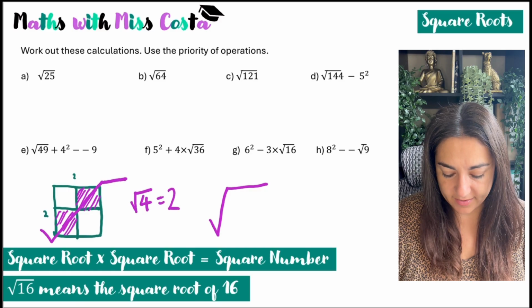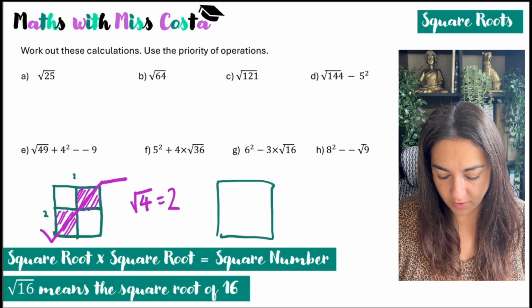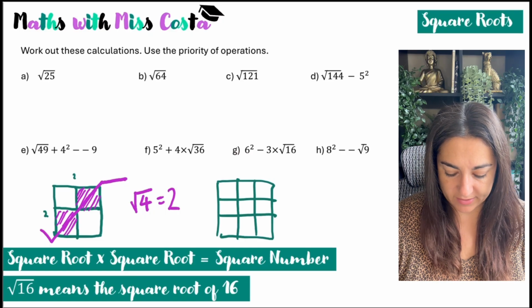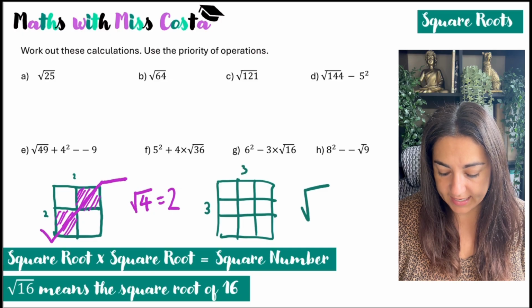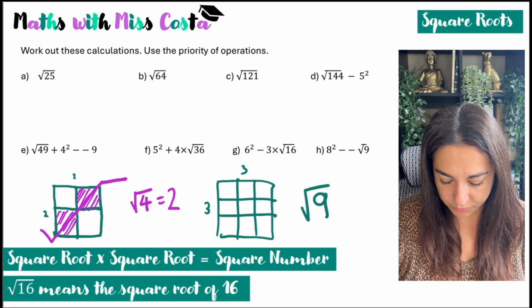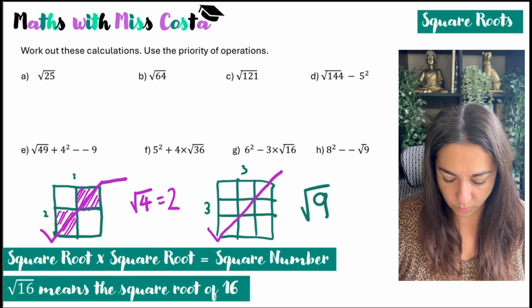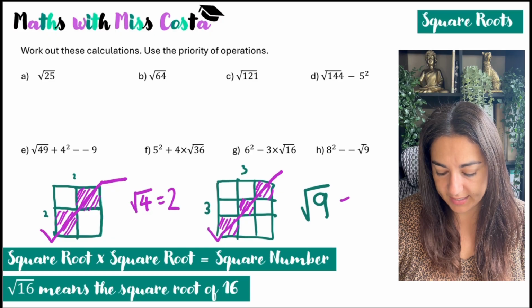Let's try it again with 9. So I know that 3 times 3 gives me 9. So that's 3 times 3, and it gives me an area of 9. Now I want to figure out what the square root of 9 is going to be. So let's draw the square root through here. And 1, 2, 3. The square root of 9 is 3.